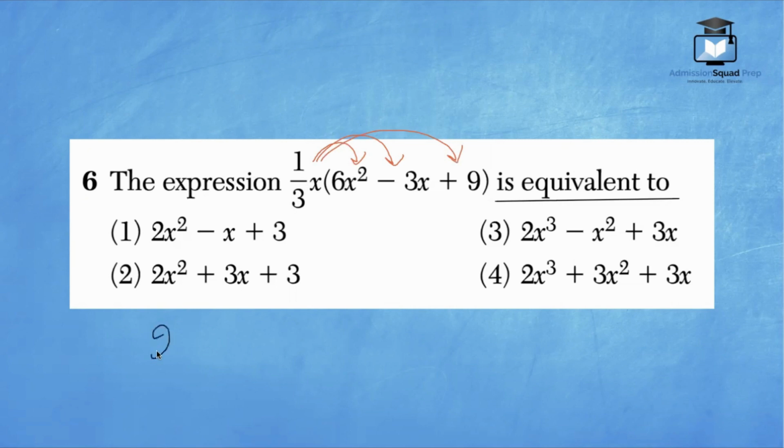1/3 times 6 is 2. X times x squared is x cubed. 1/3 times -3 is -1. X times x is x squared. 1/3 times 9 is 3, and we're just going to hold on to the x. So we have 2x cubed minus 1x squared plus 3x. We don't technically need the 1 there, so I'm going to rewrite that one more time for us. We have 2x cubed minus x squared plus 3x. So the correct answer is choice 3.